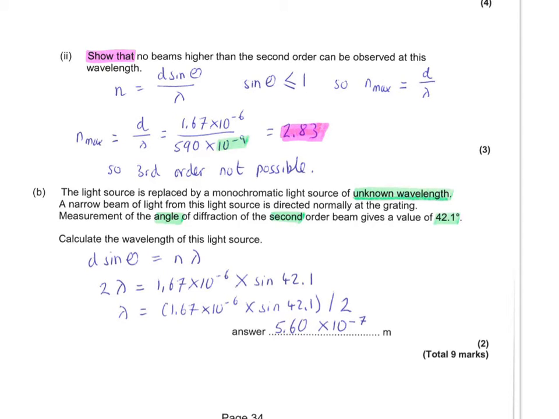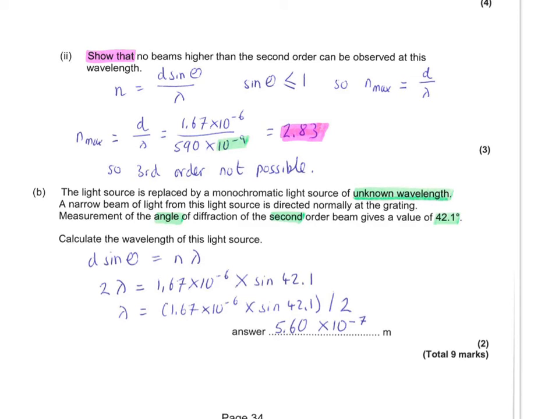Putting that into the equation, we have n max equals d divided by lambda. This leads us to an answer of 2.83. However, n is a number and it is an integer, and if we were to exceed 2.83, it would force sine theta in this equation to be greater than 1, which is not possible. So we just need to make that statement at the end as our conclusion.